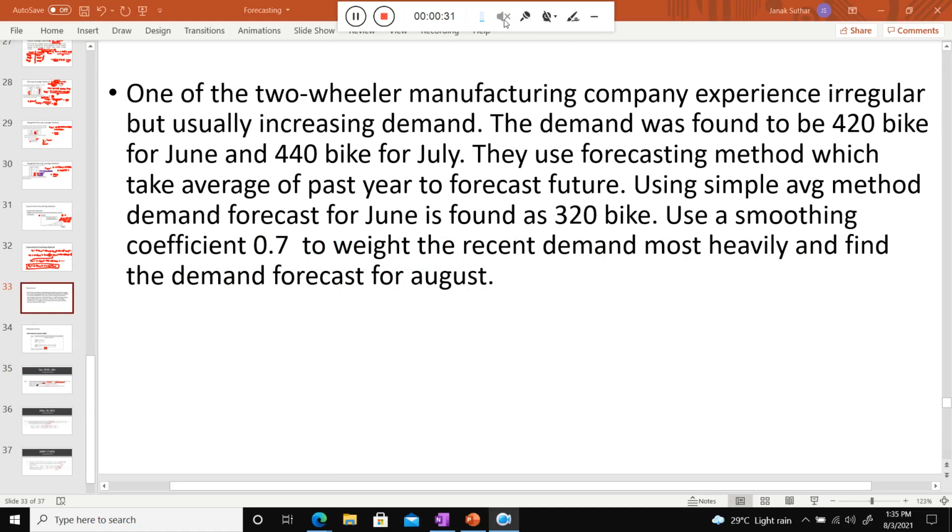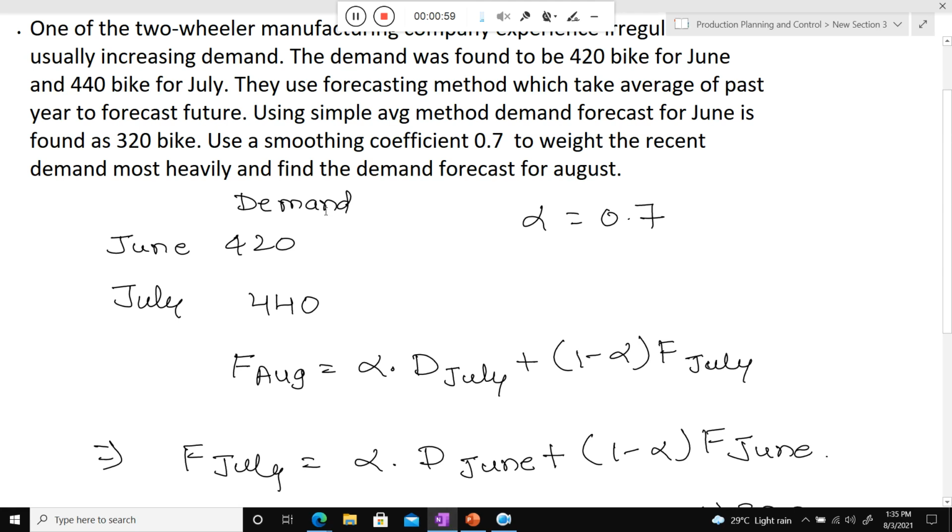So after that we solved this numerical. The demand is given of a two-wheeler manufacturing company. Their demand is given for 2 months, June and July, as well as the forecasting, and the coefficient is also given. Then find out what will be the forecast of August month. I think we solved all that in our previous lecture, so I will just recap all the things quickly within 5 minutes. Then we will start the new numerical.